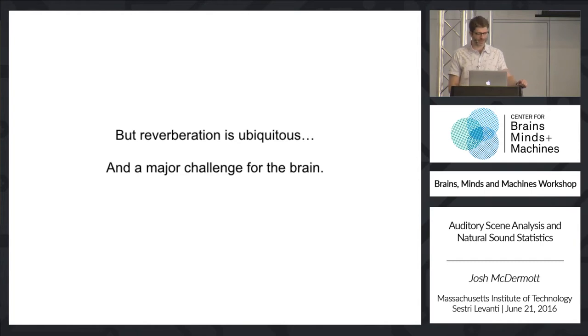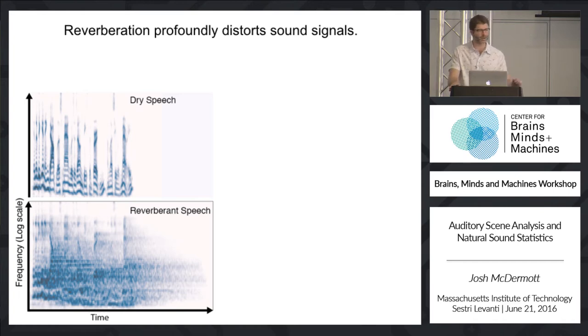All right, so reverberation is ubiquitous, and I'm going to argue that it poses a major challenge for the brain. One way to see this is just to look at sound signals with and without reverberation. What I've got here is a version of a spectrogram of a recording of speech that's made in what we call dry conditions. You put a microphone close to a person, you mic them up in a small room that doesn't have very reflective surfaces, and you get something that looks like this. This is a plot of frequency content over time, and the point is just that the speech is very highly structured, and we think that you use that structure to understand what people are saying. And below it, I've got the same kind of diagram for speech in reverberant conditions. And what you can see is that this looks very, very different, right? It's profoundly distorted relative to the original signal.